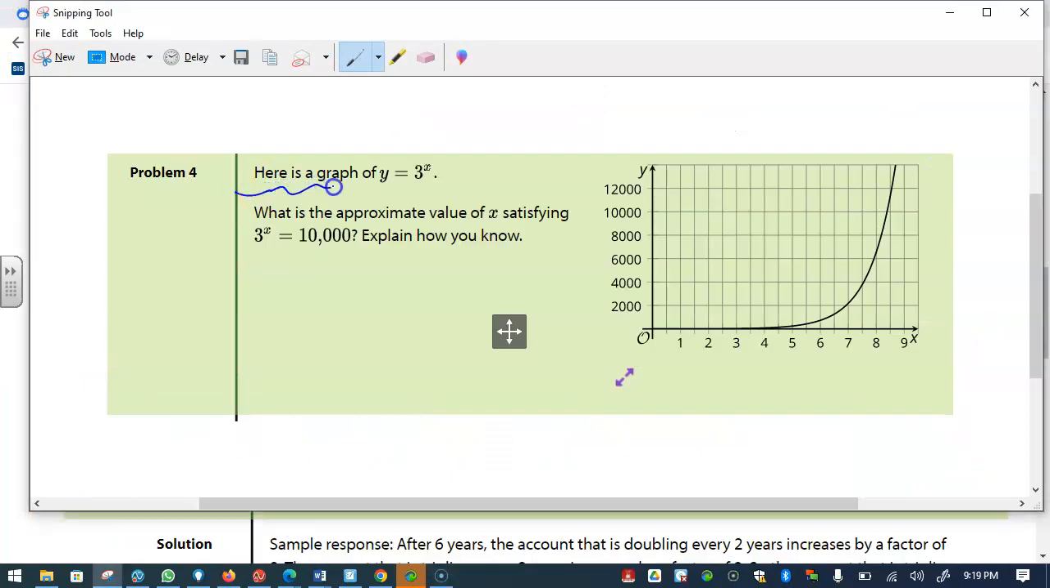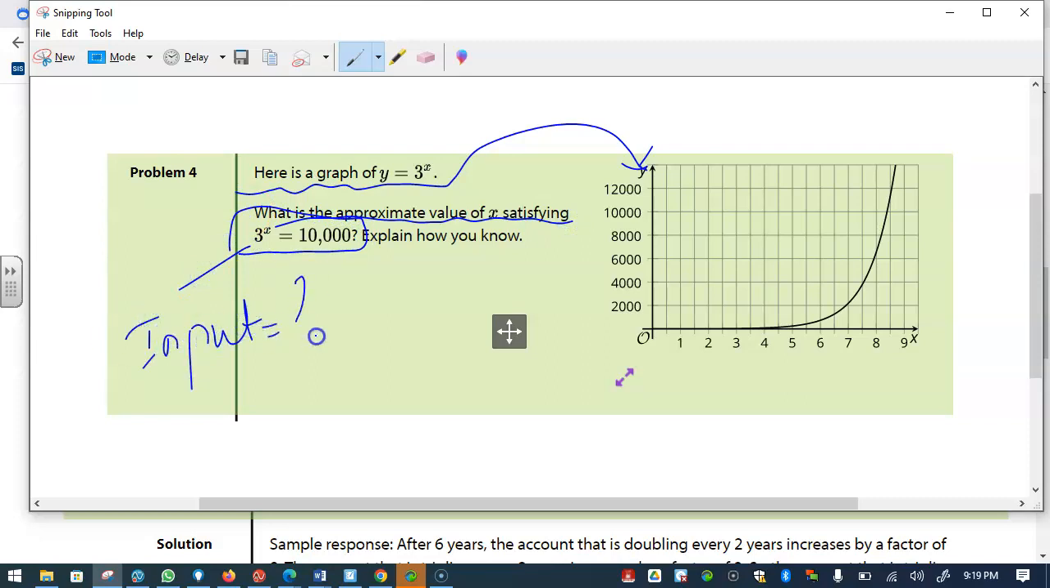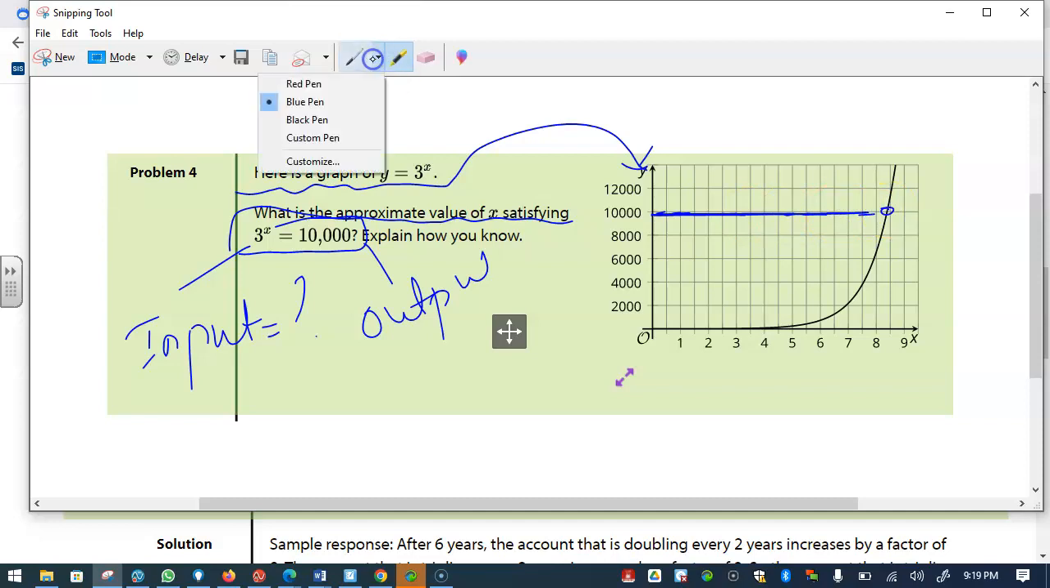So the graph is already given here. What is the approximate value of x? We need to know for what input x the output, which is the y-axis, is given, right? So from 10,000, this is the output, you go all the way until it meets the graph, and you can see it meets here. But be careful: this is 3 raised to 8, which is right here, right?